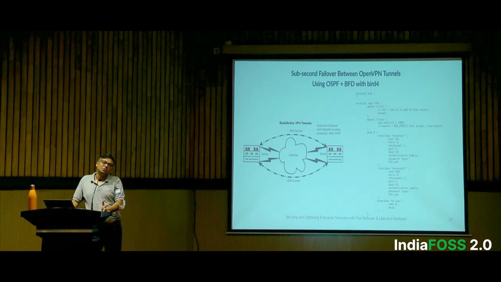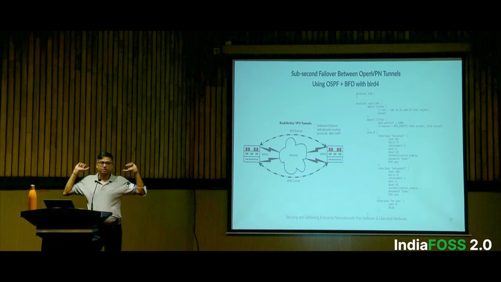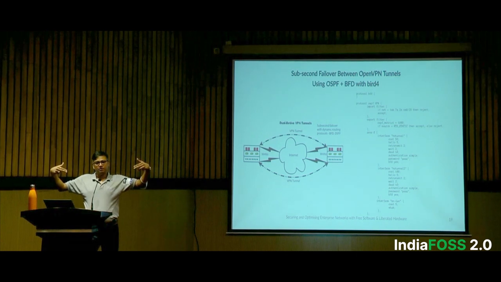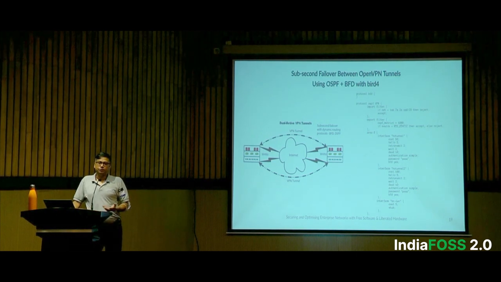Now, with OpenVPN came another problem, they wanted sub-second failover between the VPN tunnels. So there are two links at this side, two links at this side, and there are two VPN tunnels, which are both active. But if one link fails, they wanted it to shift to another link within a second. So for that, we have to use an interior gateway protocol. So we used OSPF in addition to BFD. BFD helps detect link failure within milliseconds. It's bidirectional forwarding detection. And the software that we use is called BIRD. Bird is very capable software. So a lot of internet exchanges are running Bird for BGP route propagation.